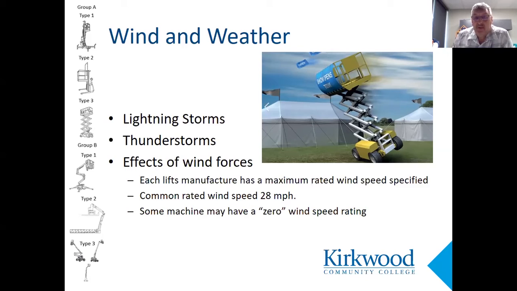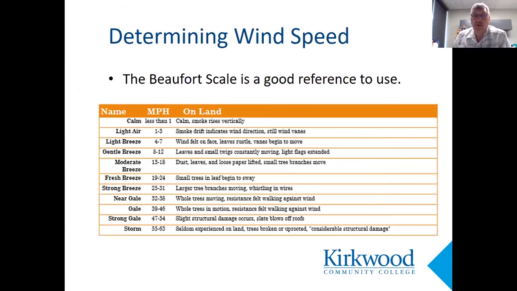Common wind speed is about 28 miles an hour. However, some machines have a 0 wind speed. So again, back to the owner's manual. Figure out what an acceptable wind speed is. So one way you can do it, if you kind of just narrow things down to what it looks like when the wind is blowing without having a meter, they call the Beaufort scale. It's a good reference for that.